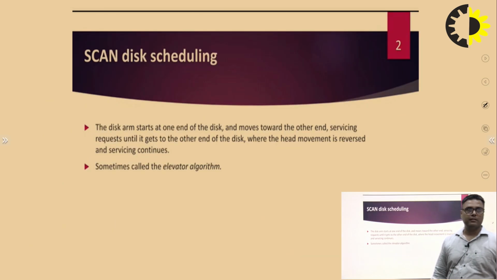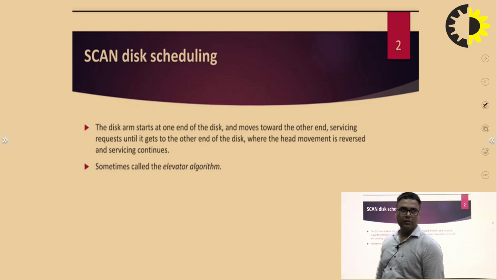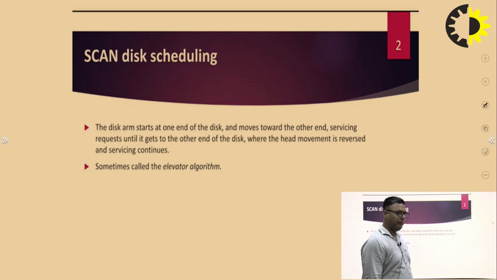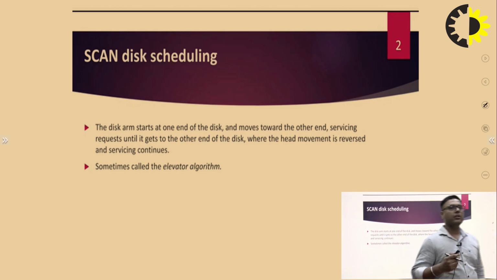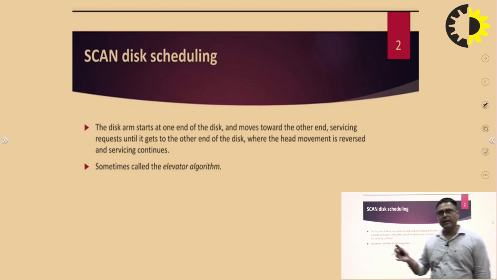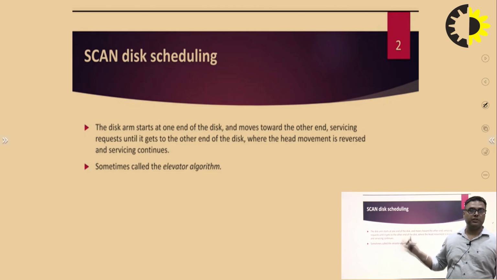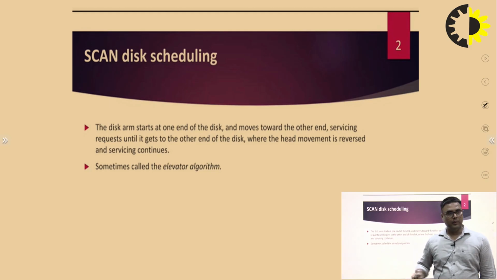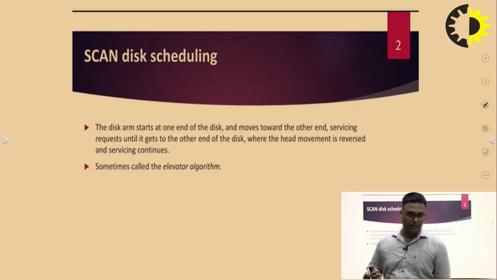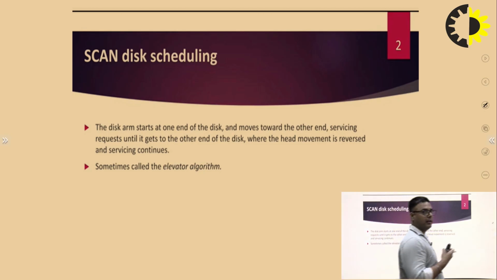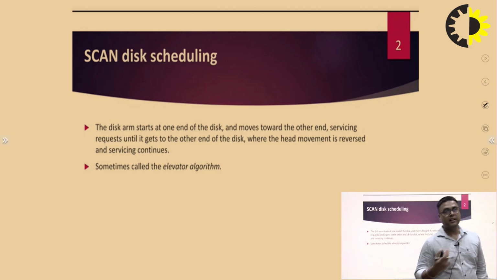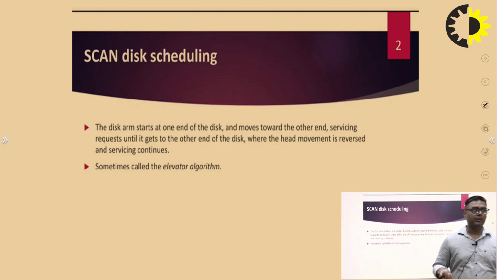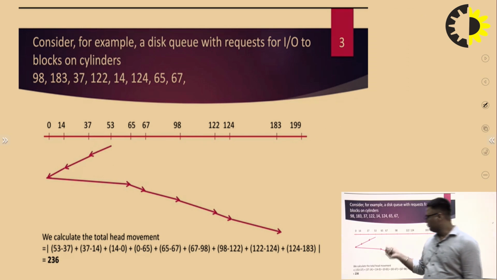Next is SCAN disk scheduling. In SCAN disk scheduling, most of the time the direction of movement is given in an exam, which direction you have to move. If you move in the forward direction, then you have to move to the last position. Then you come back and entertain every needed track where data is available, collect the data, and find the total head movements in this way. You have to see this through an example.